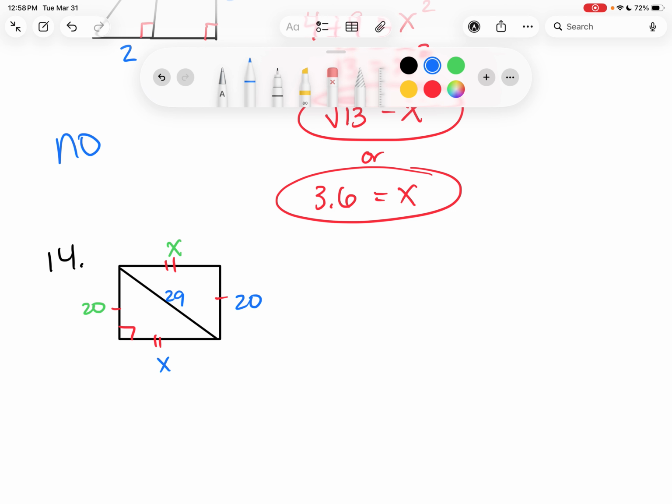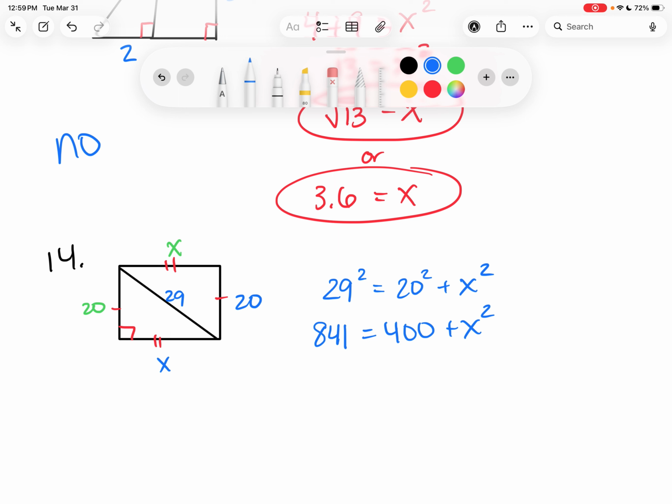So somebody tell me how to set this one up this time. 29 squared equals 20 squared plus x squared. 29 squared is 841, equal to 400 plus x squared. Minus 400 from the 841.